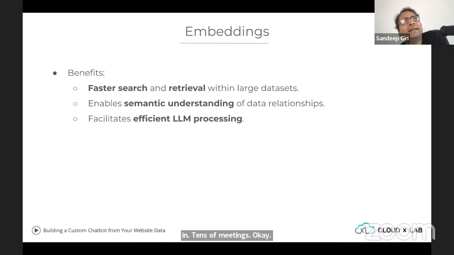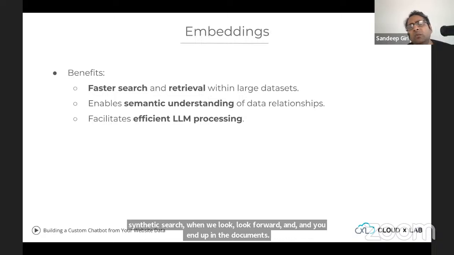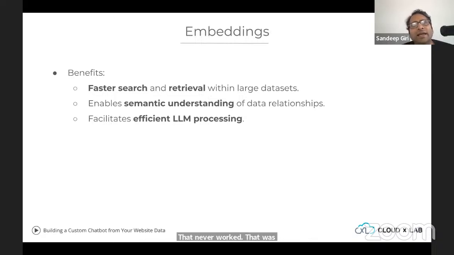Now, when we did the syntactic search, when we looked for the word queen and ended up in the documents, that never worked. That was not as good as searching based on semantic similarity. With semantic similarity, the two sentences are very far away.